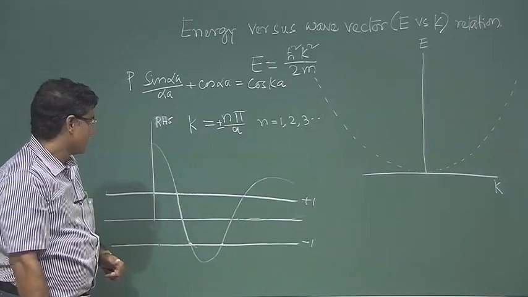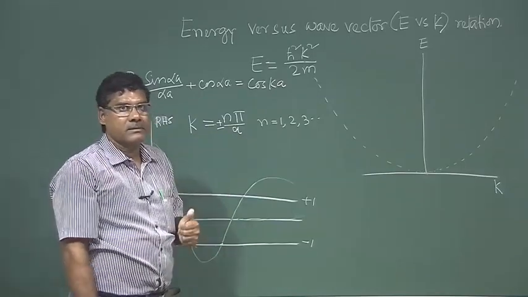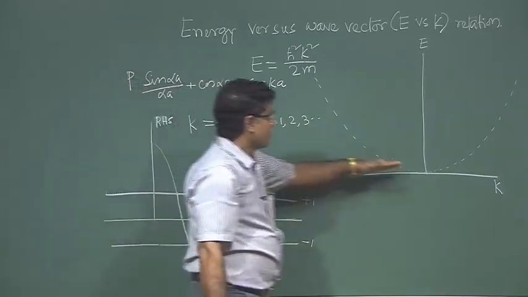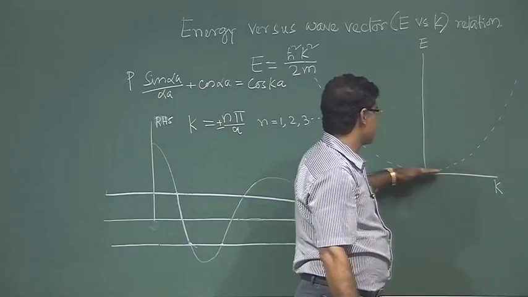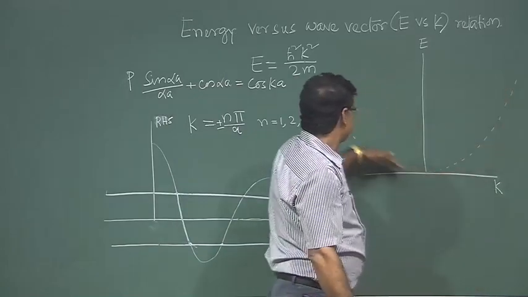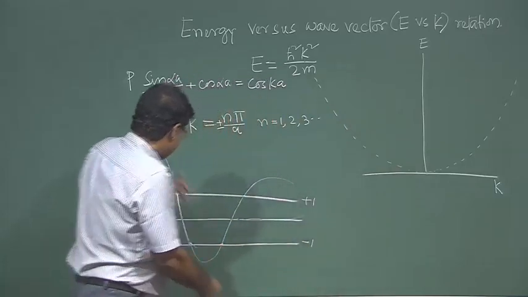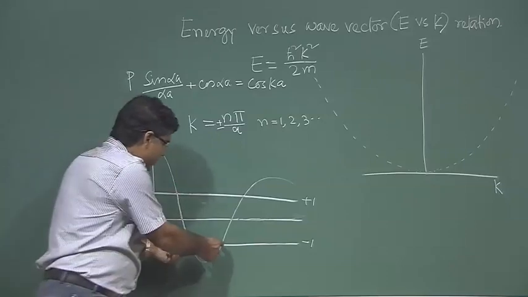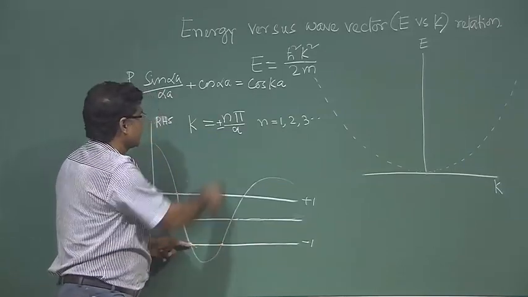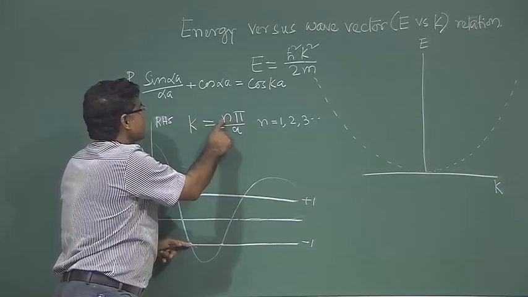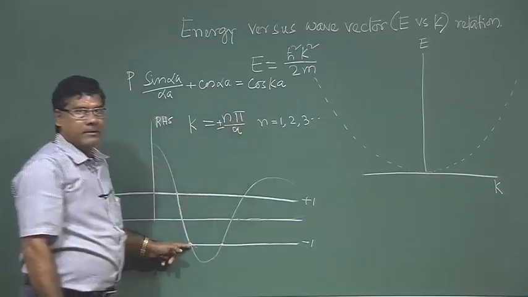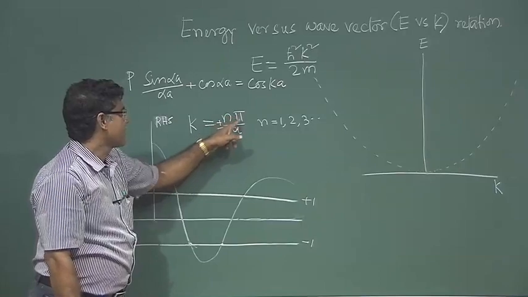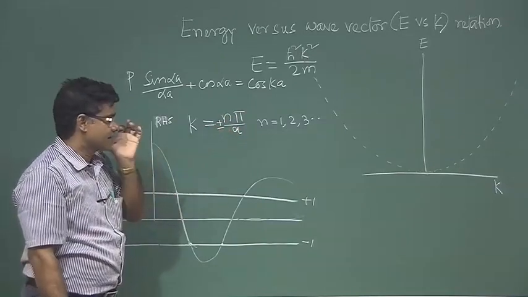So what does it mean? When electron is in a periodic potential in a crystal, then all k values are not allowed, like k continuously increasing here is not allowed. So a certain range of k values are allowed, okay, and then there will be discontinuity. Where is the discontinuity? When k equal to plus minus n pi by a, okay. So the first discontinuity will come at plus pi by a and minus pi by a, okay.